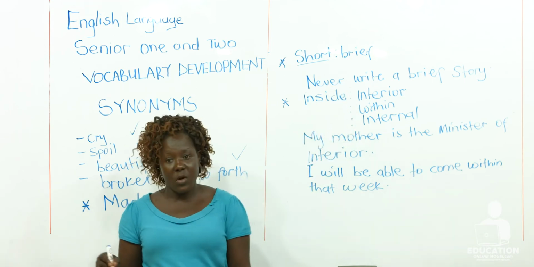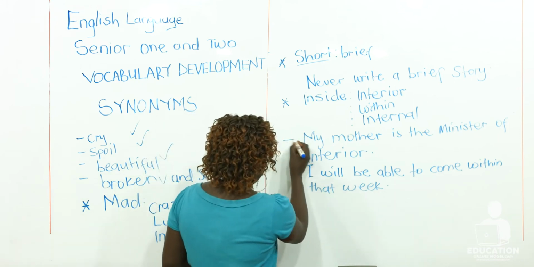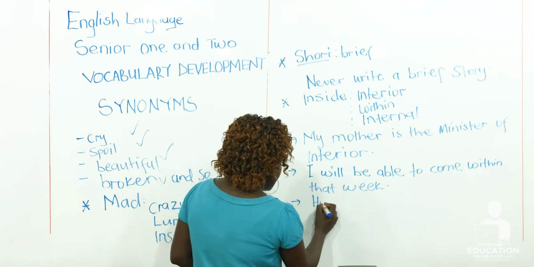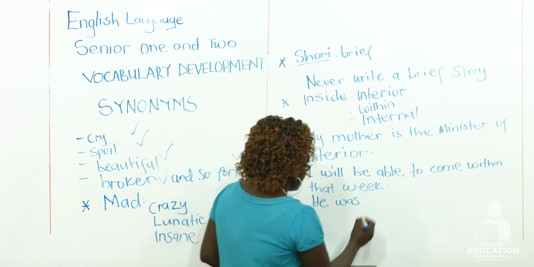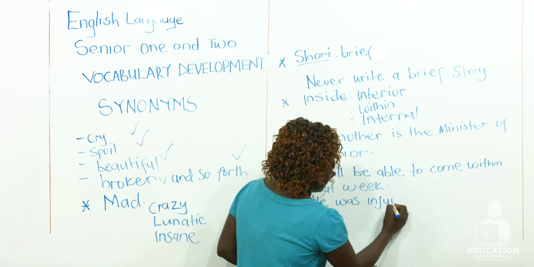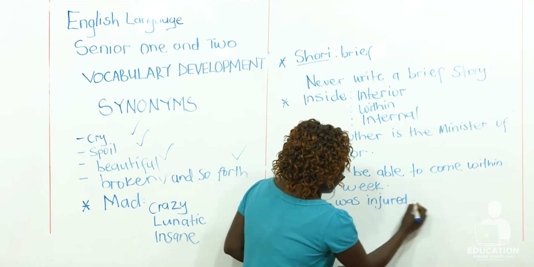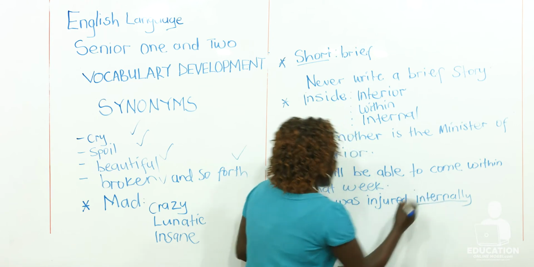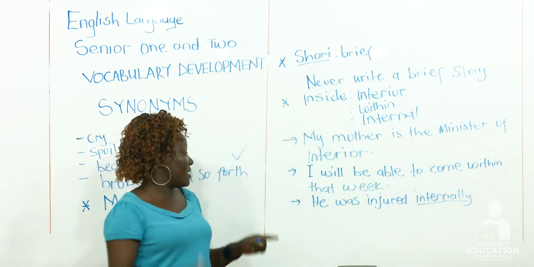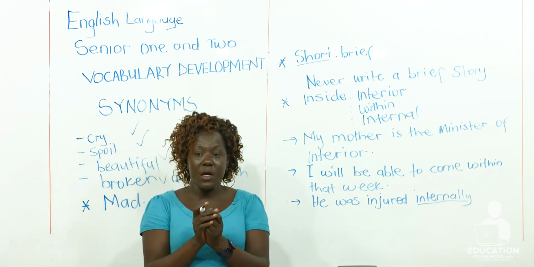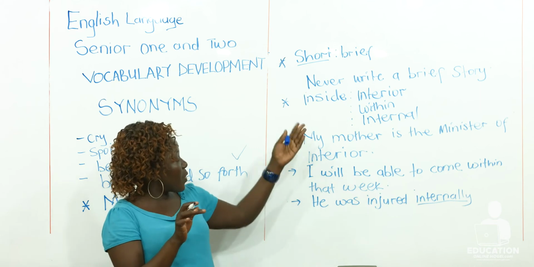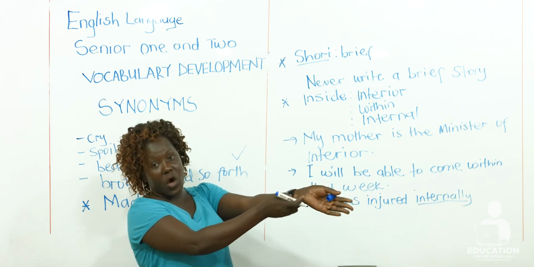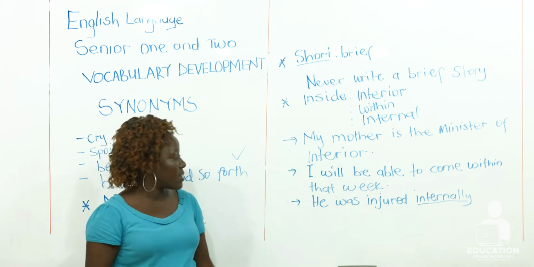Then let us look at internal. You can construct a sentence here by saying, he was injured internally. This is an adverb of the word internal. The injury did not affect him from the outside, it is not on the surface, but within, or internally, inside. Right.